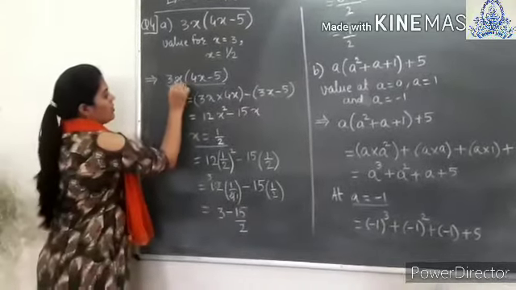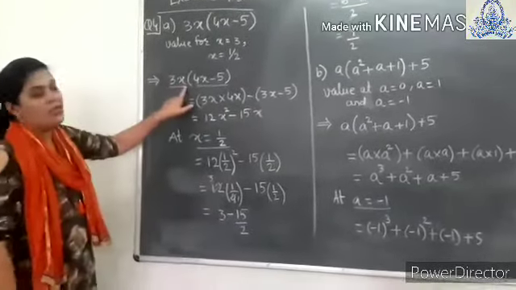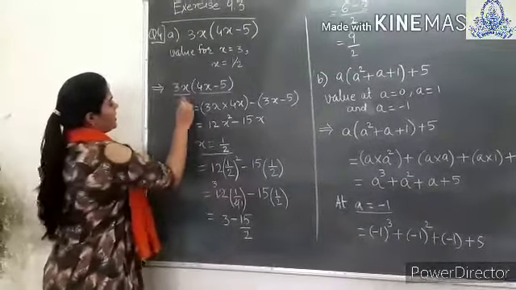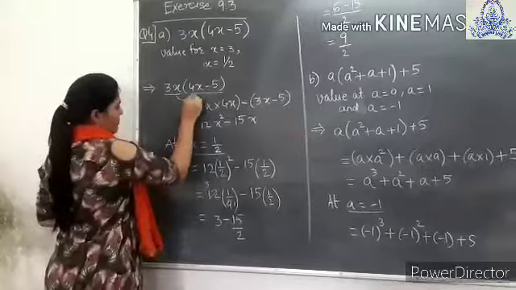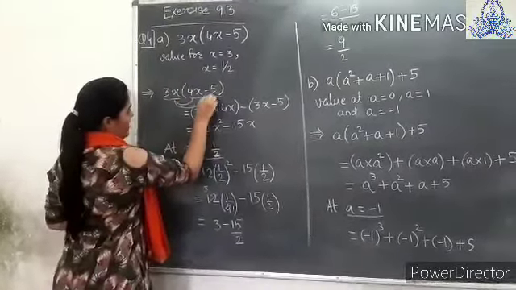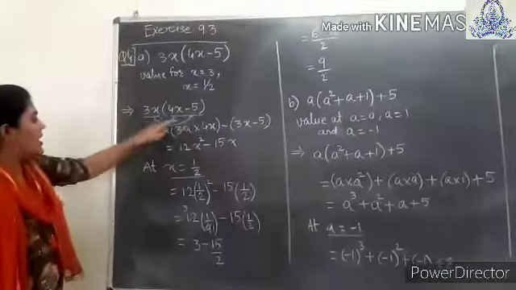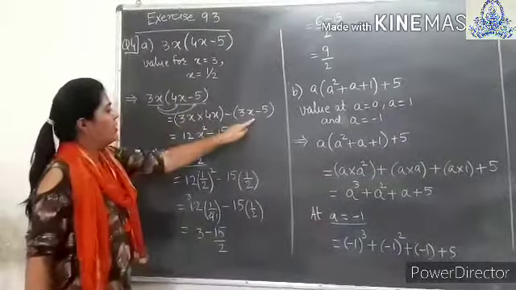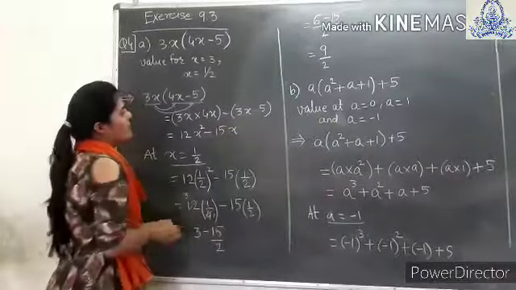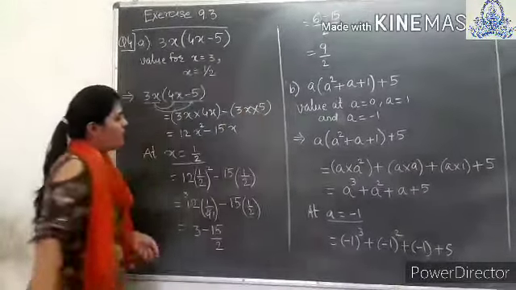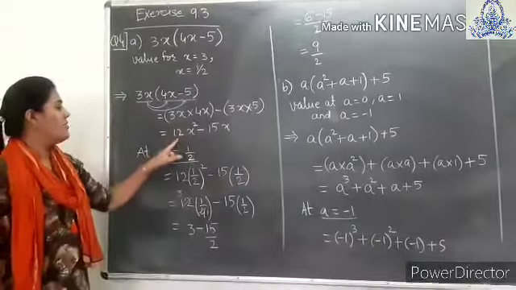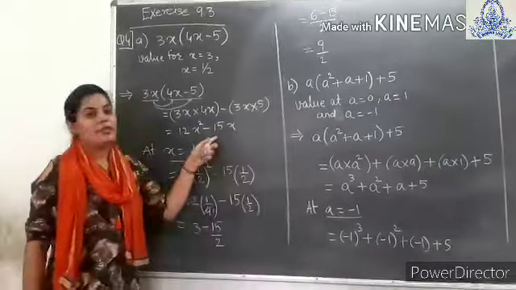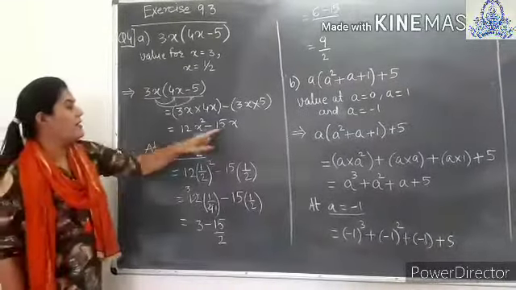In this, which sign is there? Multiplication is there, we know that. So first we will multiply this 3x with this 4x and then we will multiply this 3x with this 5. So 3x multiplied by 4x minus 3x multiplied by 5. So 3x into 4x gives you 12x square, minus 3x into 5 gives you 15x. So we have simplified this.